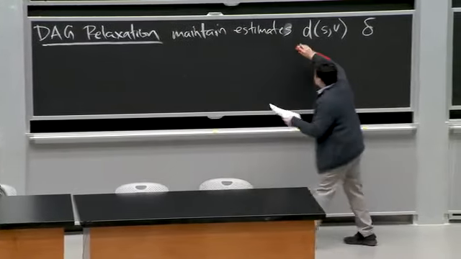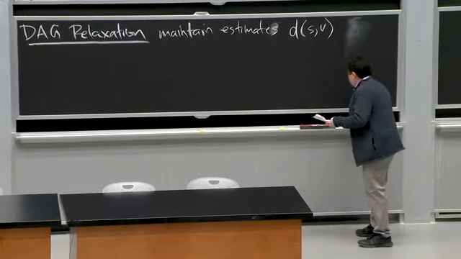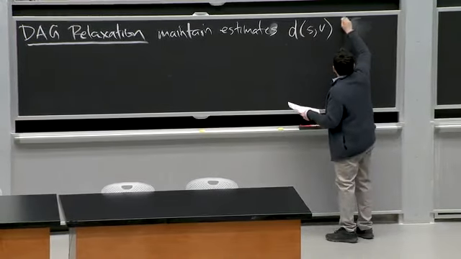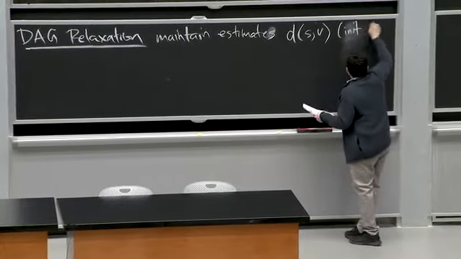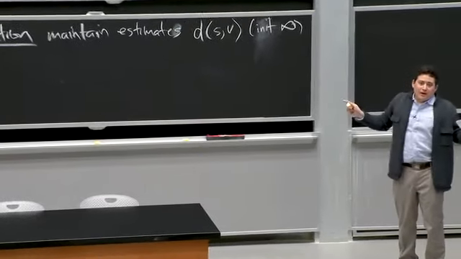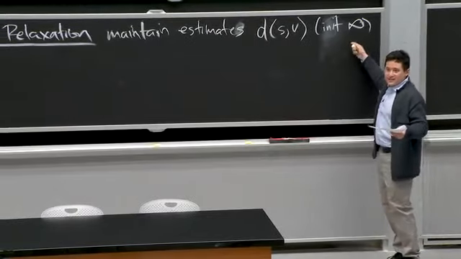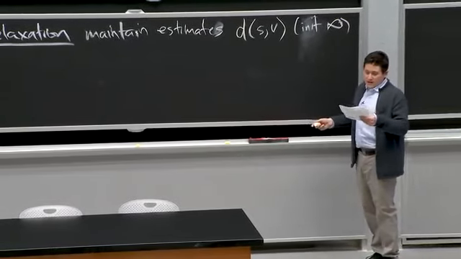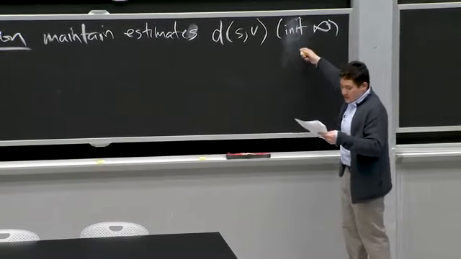So we're going to initialize and maintain these estimates of distance D, which are going to start out initially infinite, right? Okay, I don't know what they are. I don't know what the shortest paths are, but they better be less than infinite, or else I don't care, right? That's the worst case scenario. It can't be worse than this.